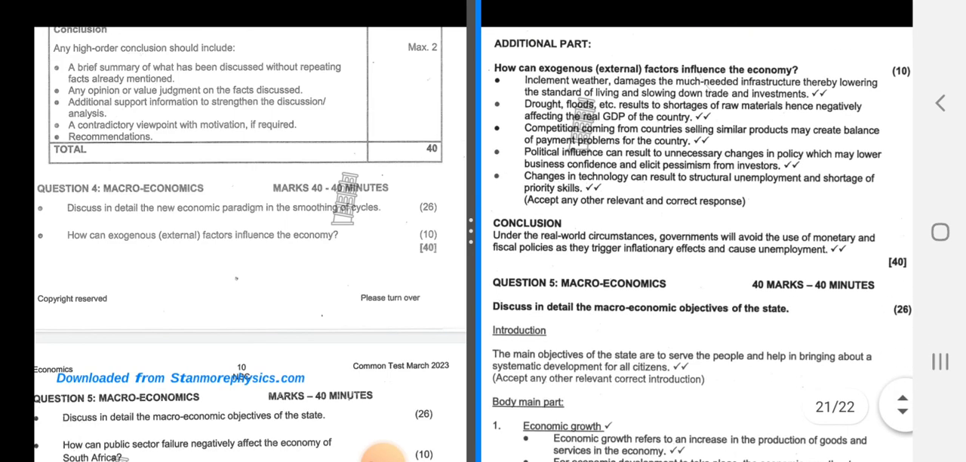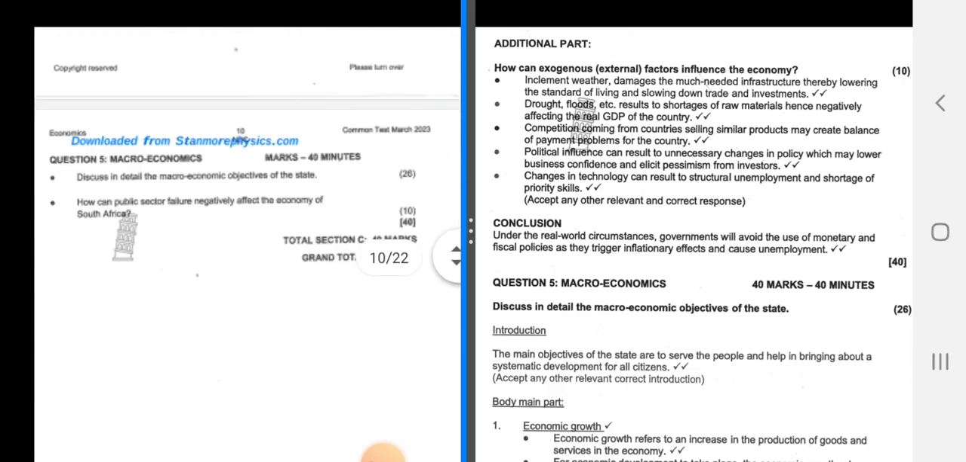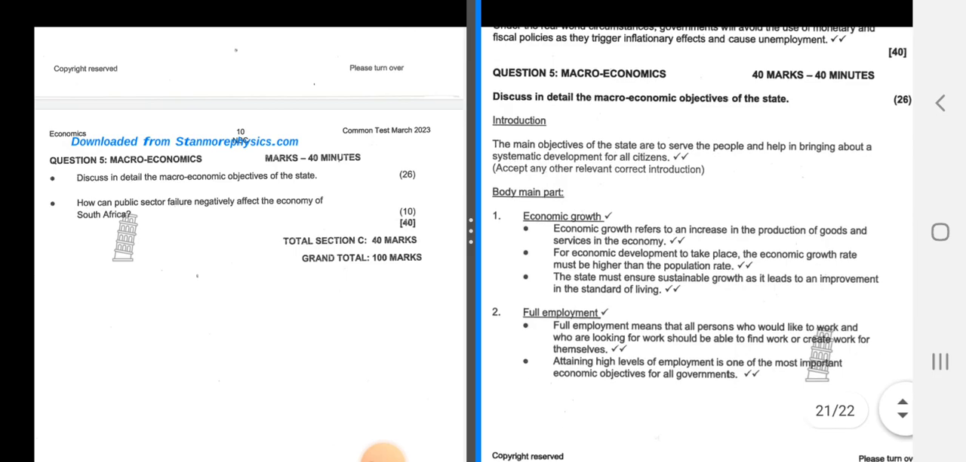Under the real world circumstances, government will avoid the use of monetary and fiscal policy as they trigger inflation effects and cause unemployment. So that is a fact. What can you say as a fact? That is what is needed there.